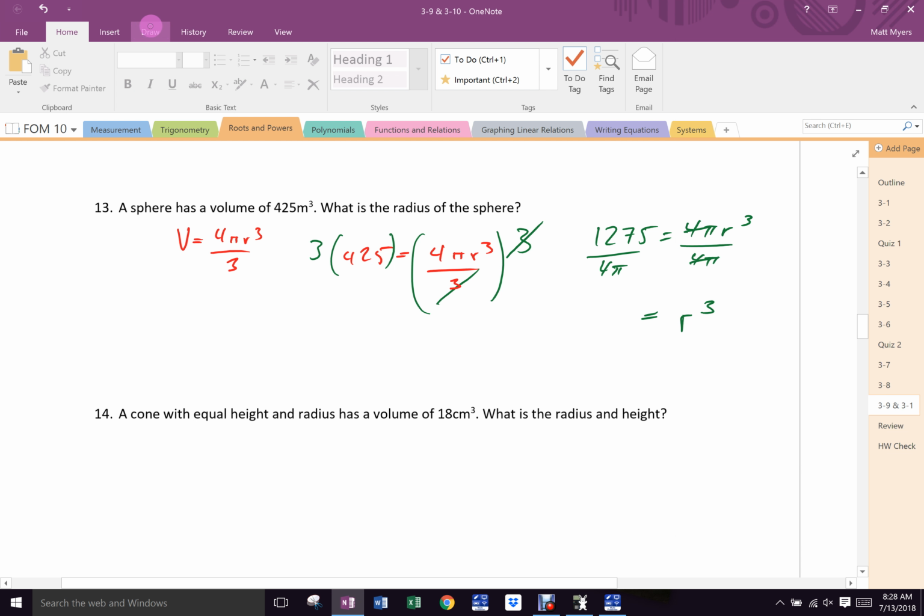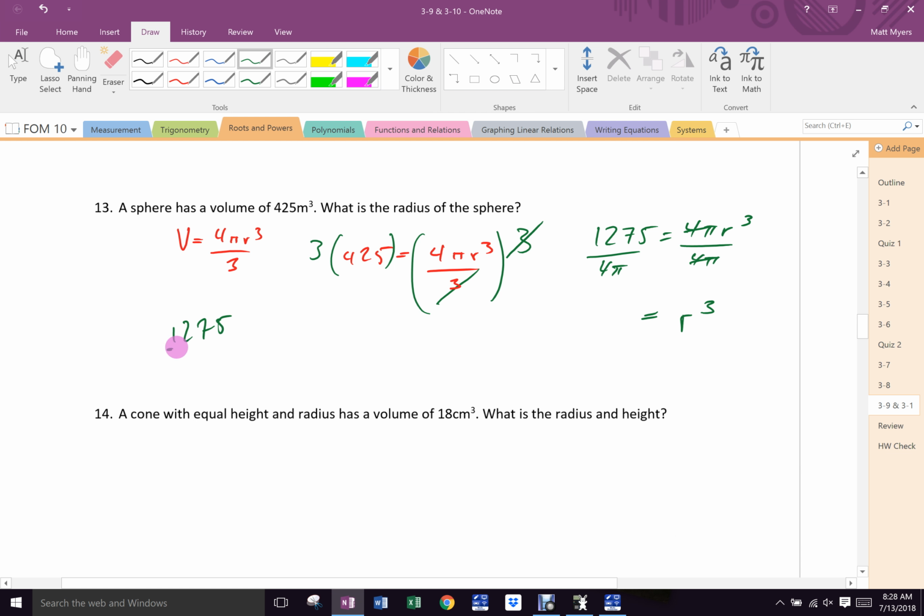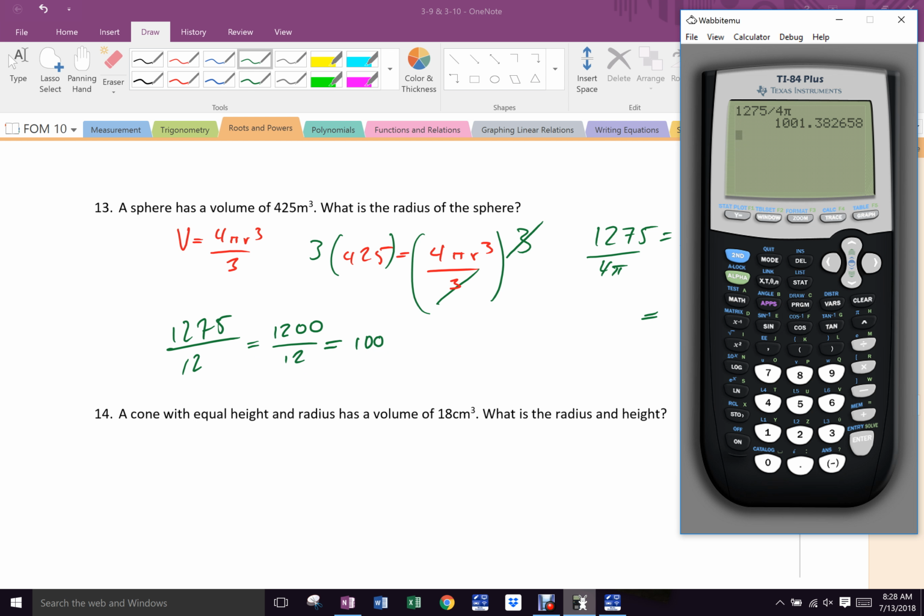Here's what I mean by that. 1,275 divided by... What's pi close to? So isn't this 12? 1,275 divided by 12. Isn't this pretty close to 1,200 divided by 12? So shouldn't my answer be pretty close to 100? What is my answer? How many of you would write 1,000 here? Put your hands up. If you punch into your calculator and your calculator said 1,000, what would you write here? You would write 1,000, wouldn't you? But it can't possibly be 1,000, is it?